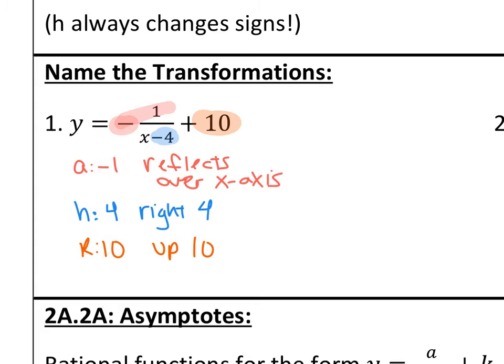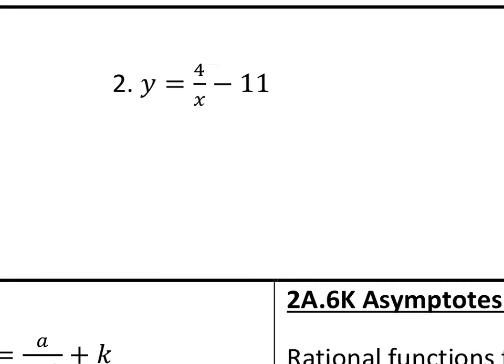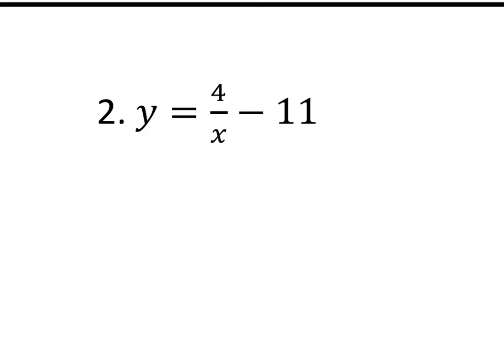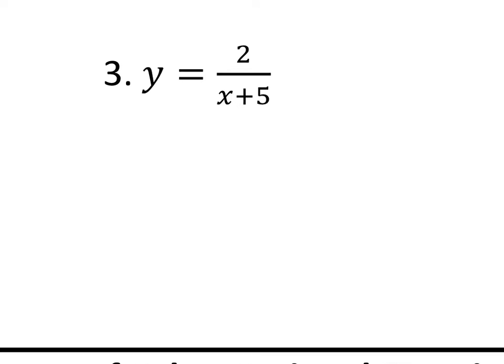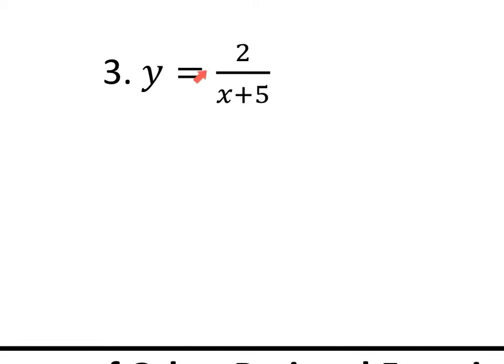Okay, so these next 2 questions, we're going to quickly do them, but I'm actually not going to write anything down. I'll just point to them. This 4 is a vertical stretch of 4. There is no h, so it doesn't go left or right at all. But this does make the graph go down 11, okay? This next one here, I see a couple things happening. Vertical stretch of 2. This is always the opposite of what you see, so this is really going left 5.